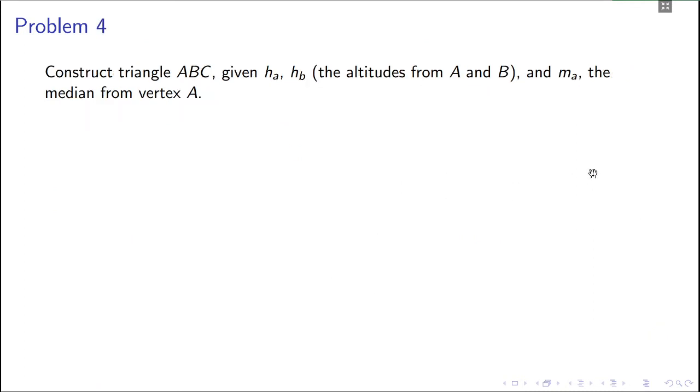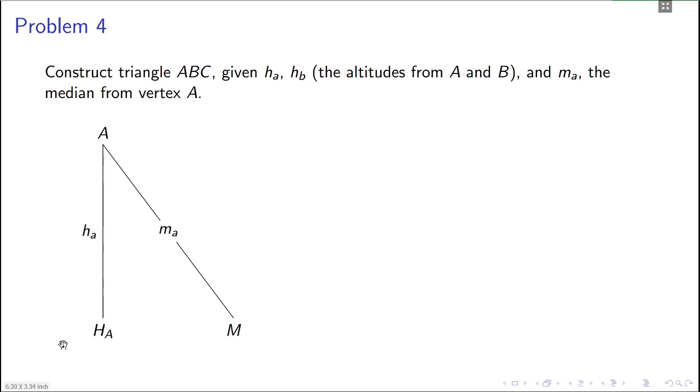Okay. So now problem 4. It says construct a triangle ABC, where HA and HB, the altitudes from A and B, and MA, the median from the vertex A, are given. So if you draw a line AM of length MA, and you draw a line AHA of the length HA from A.